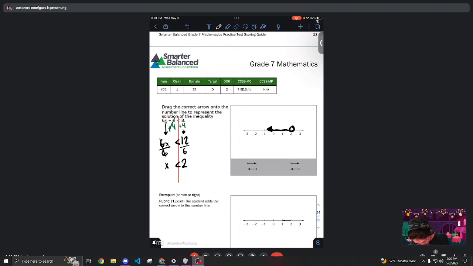And then the last thing I need to do is make sure whether or not I fill it in. Well, in this case, is 2 less than 2? In this case, 2 is not less than 2. So I'm going to go ahead and leave it with an open circle to show that 2 is not part of my answer.